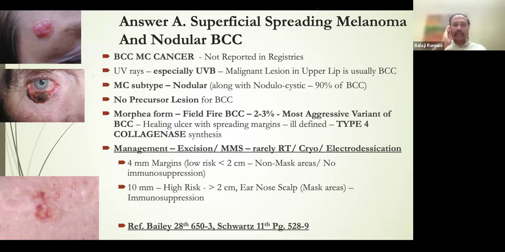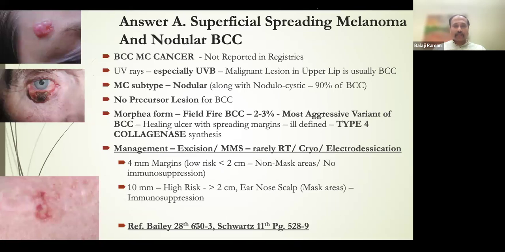And again, the facial areas, the ear, nose, scalp, mask areas, as we call them, those are considered to be high risk, and association with immunosuppression is high risk. So in all these cases you have to go for a 10 millimeter margin. If it is low risk, in the sense non-mask areas, no immunosuppression, and size is less than or equal to 2 centimeters, then you can go for a 4 millimeter margin of excision. That is good enough. So that is the clearance which is needed in your BCC.